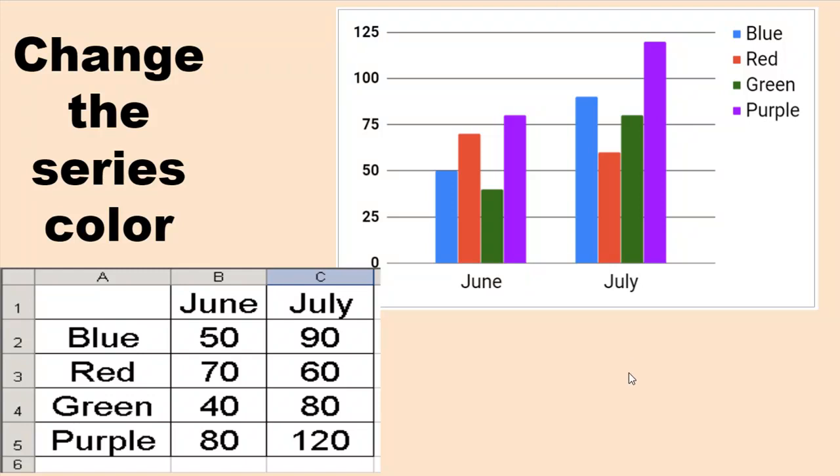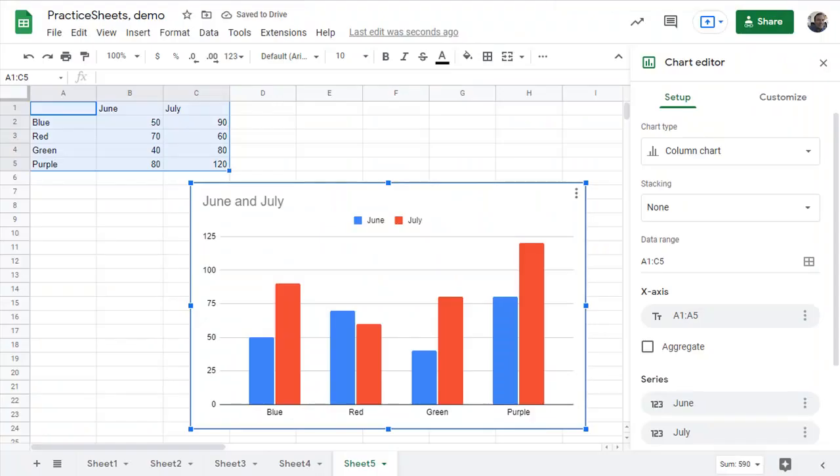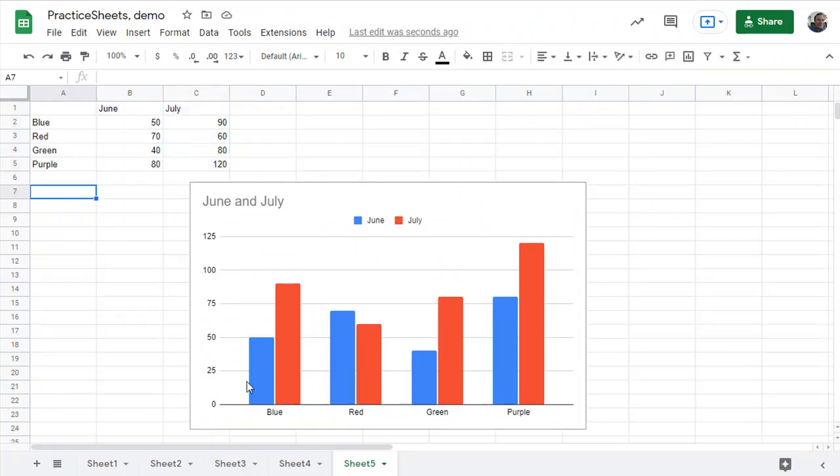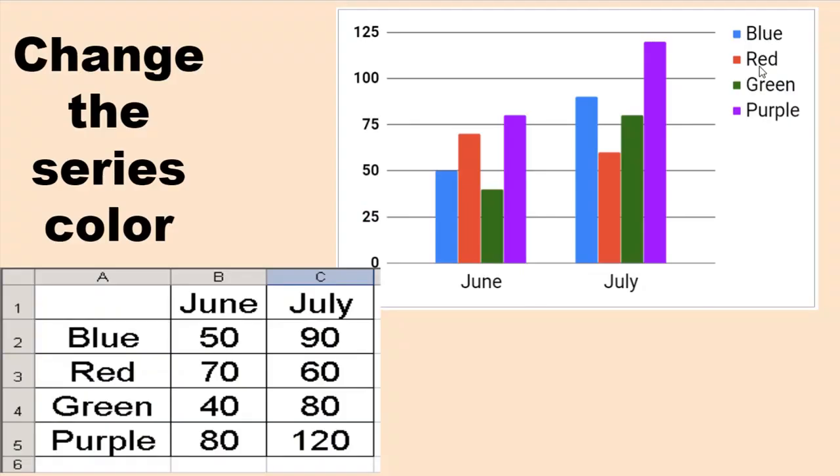Okay, if you're working on that, you might have run into some troubles. And let me give you a little advice here. Let's see what I made so far. Here's mine so far. I typed in all the information that I needed, but I got blue, red, green, and purple at the bottom, and June and July are up in the legend. I don't want that. I want the colors up in the legend, and June and July down on the bottom.